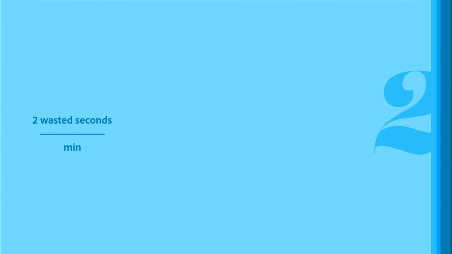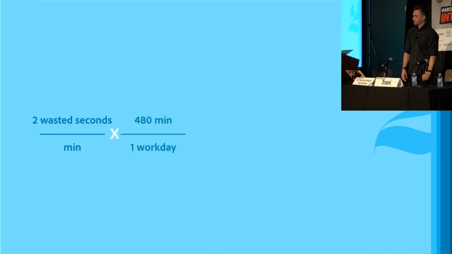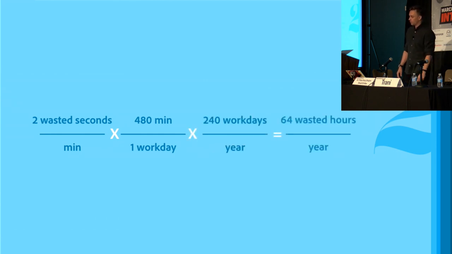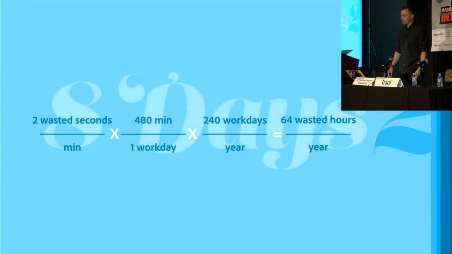If I save 2 seconds every minute, that's a good thing. Over the course of a typical workday, that starts to add up, 480 minutes. Over the course of a year, 240 workdays equals about 64 wasted hours. And I actually tweeted this out this morning. I'm sorry, I don't have the reference down at the bottom. But nonetheless, if I could just save 2 seconds a minute when I work, that's like 8 days, that's more than a vacation week that I could save.